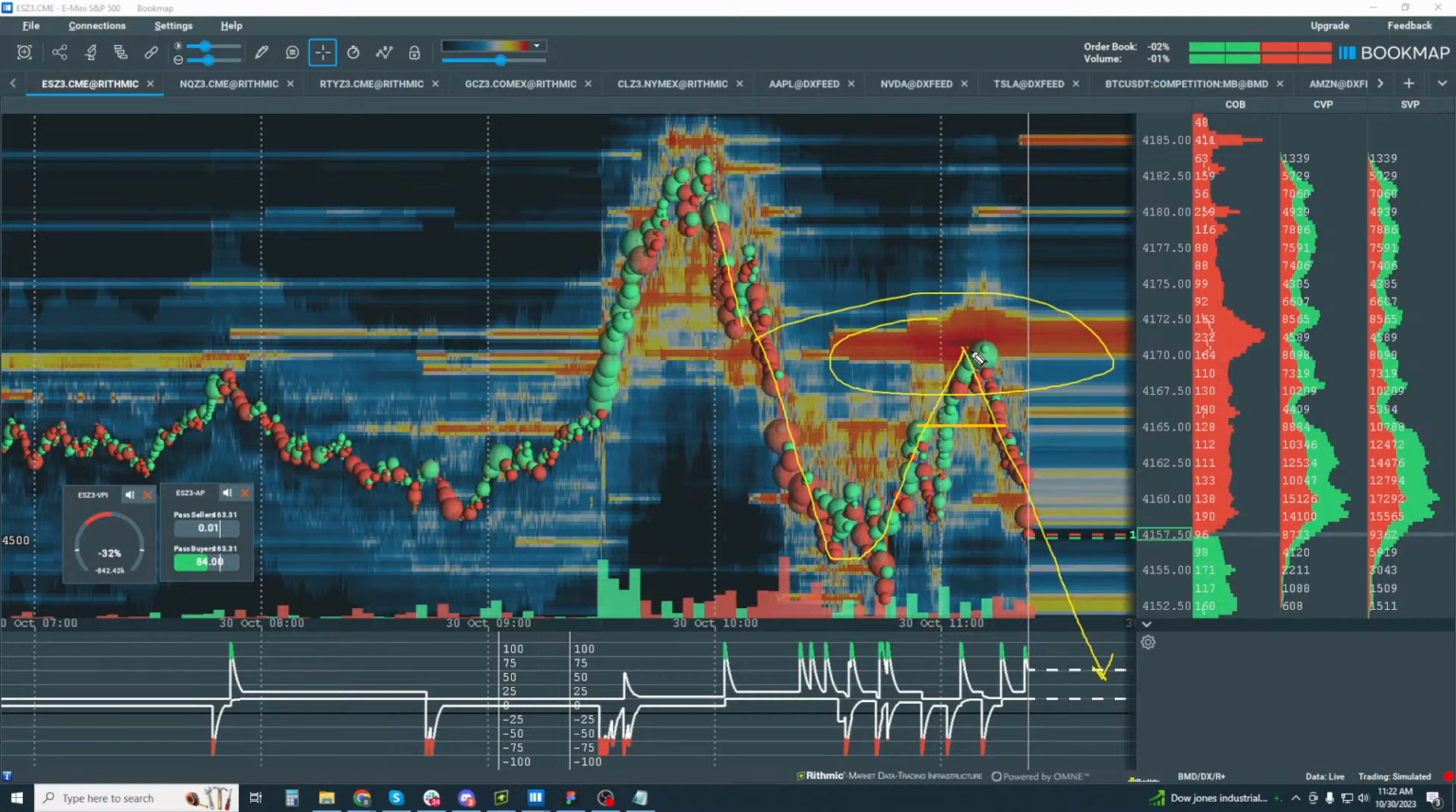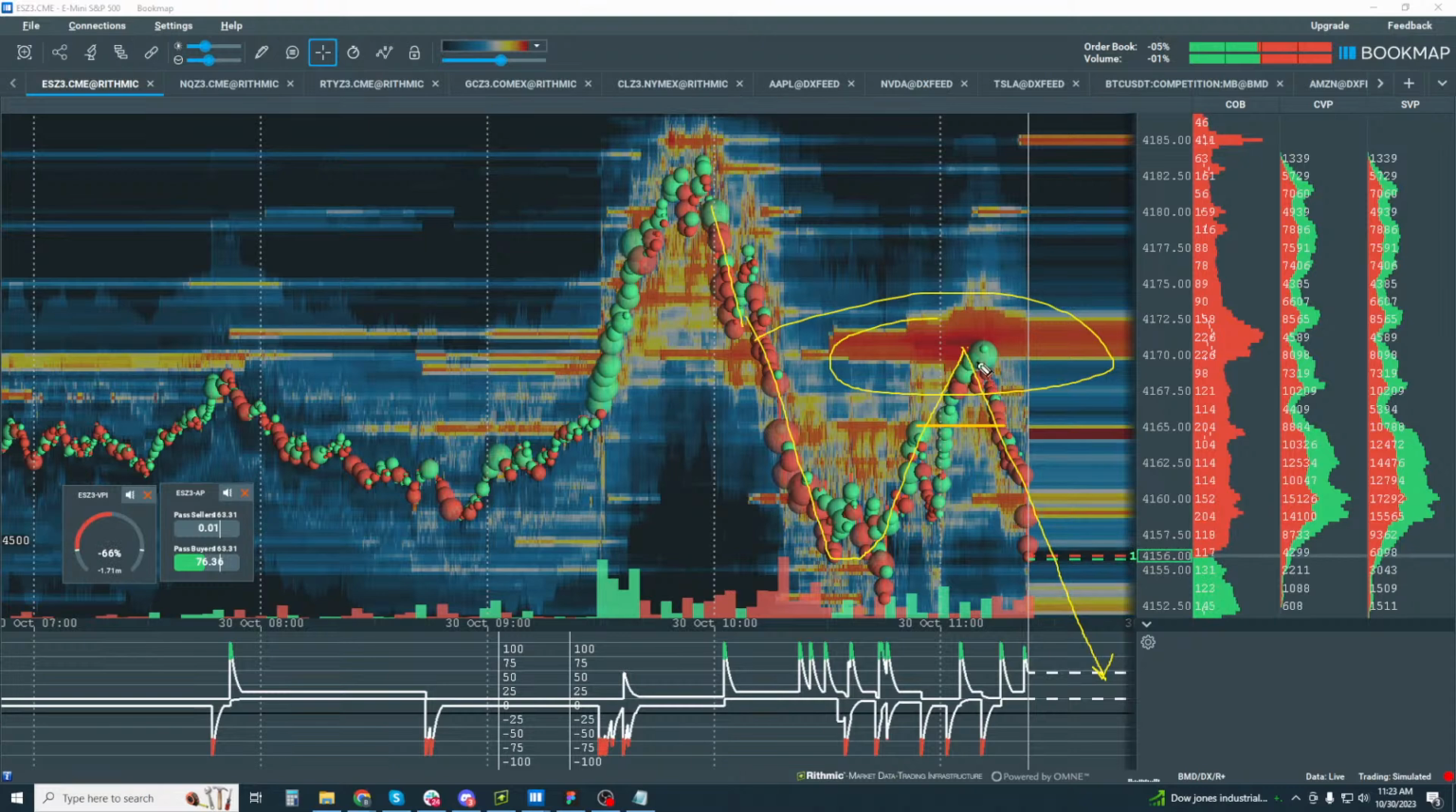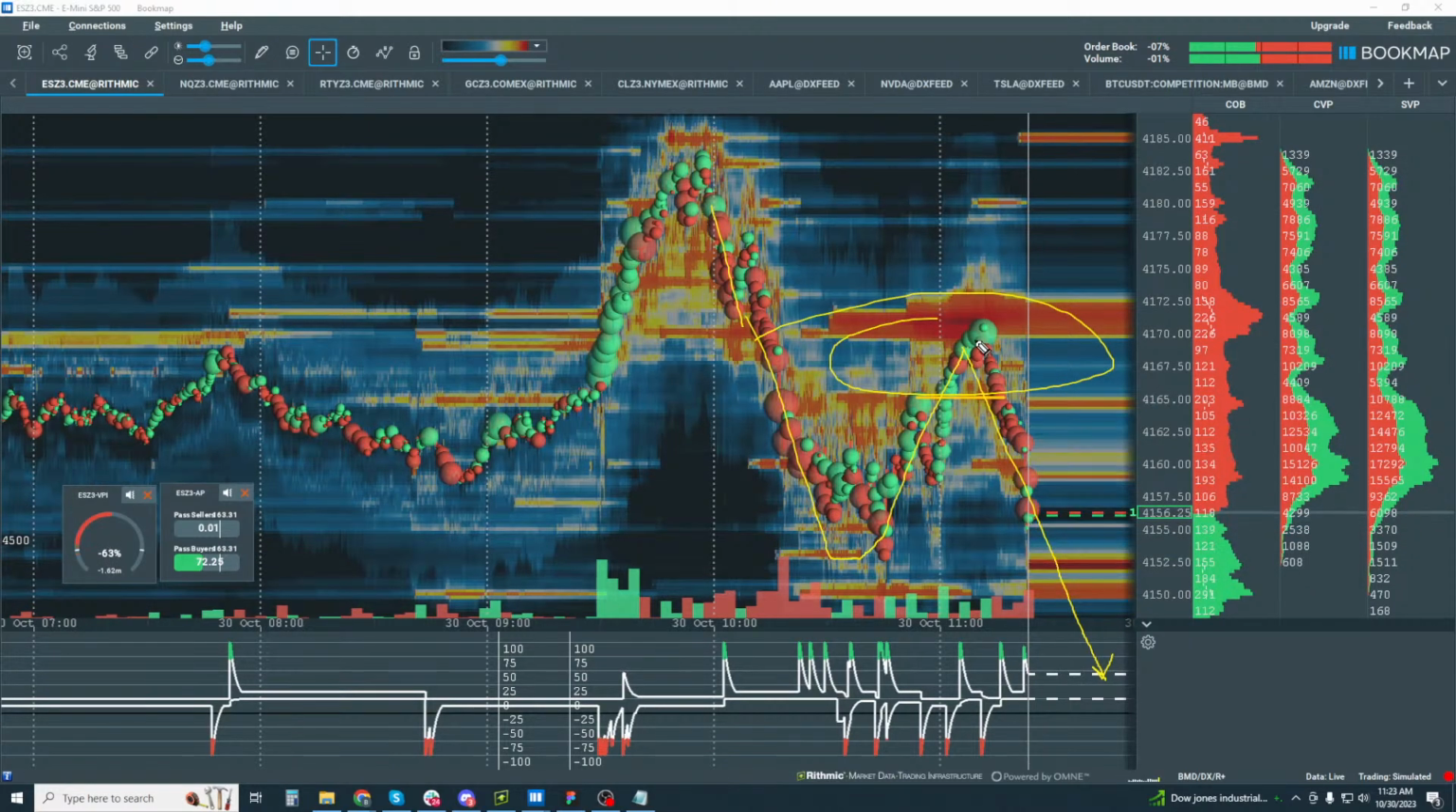So in essence, this is a low volume pullback, so we're looking for selling continuation to the downside. Again, this is like impulse move, pullback, impulse move.